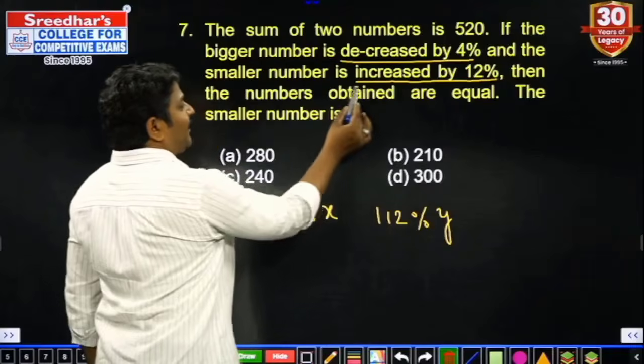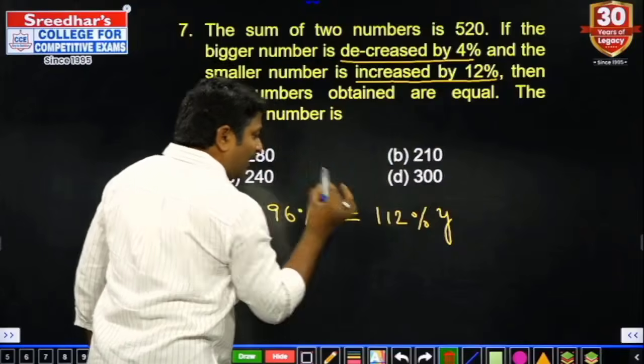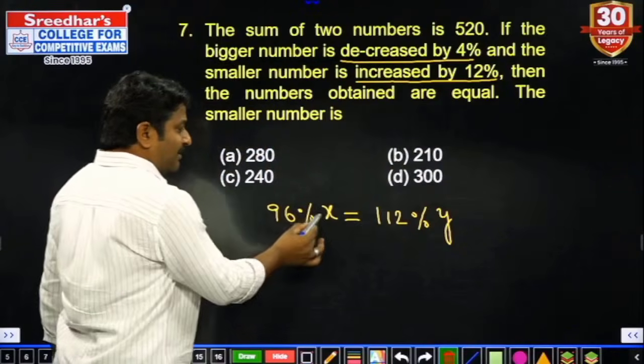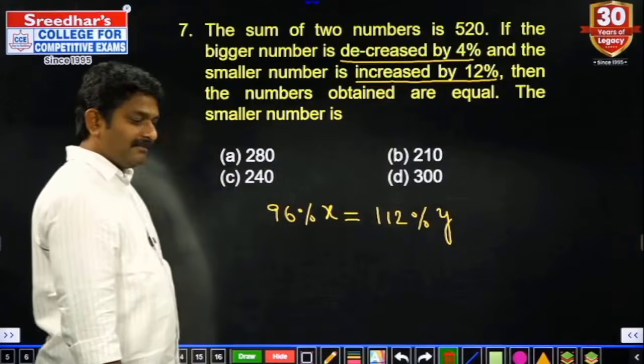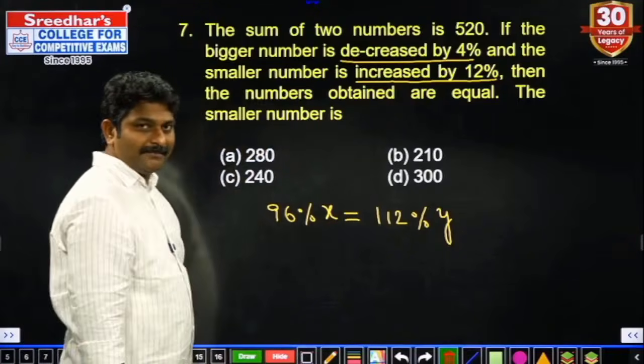And they said the numbers obtained are equal. These two are equal. Percentage cancels. From this, you need to write X by Y.